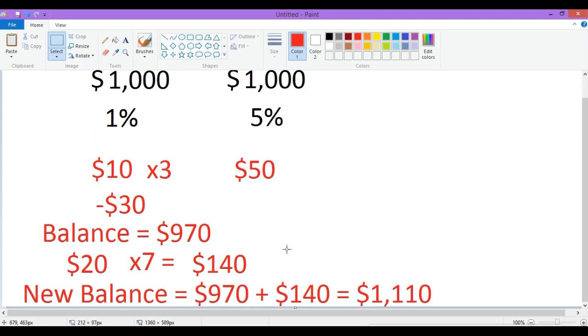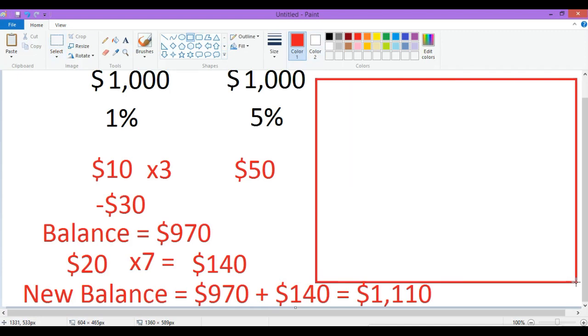Permit me to clear this. Okay, I think I will leave this balance, or probably I just use this area. So I'll use this area for our new calculation.